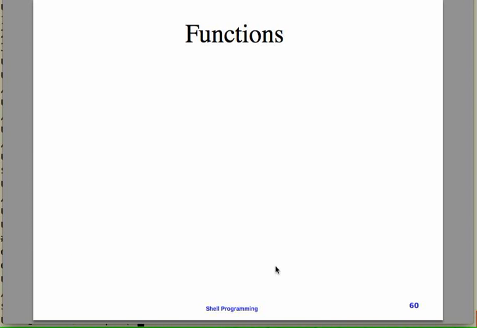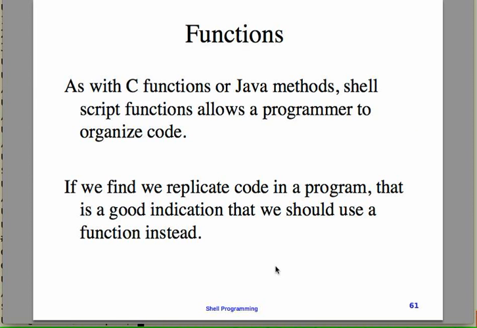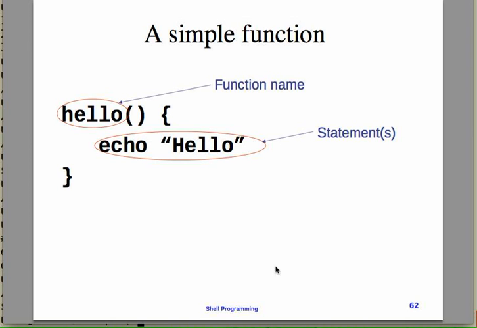The last part of this lecture is looking at functions. Functions, as with C functions or Java methods, shell script functions allow a programmer to organize code. So that's really the main reason for using functions. If we find that we replicate code in a program, it's a good indication that we should use a function instead of replicating code. So if you have the same code two places, chances are it's probably better to put that replicated code into a function.